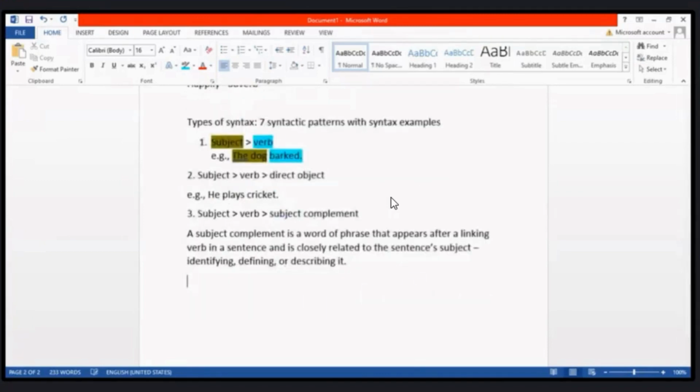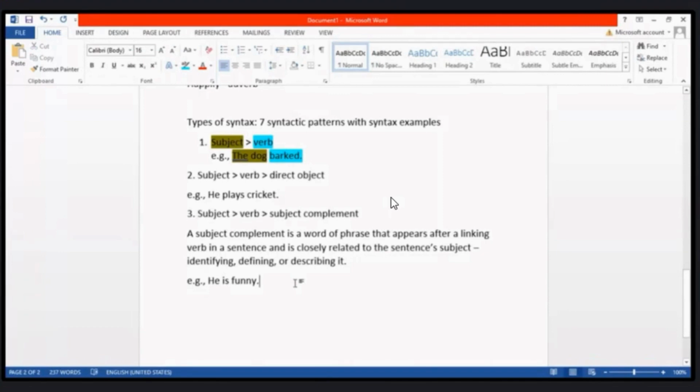For example, if I say he is funny, this subject complement tells you about the subject, how he is, how the person is. He is funny, he is a funny person. So this shows you that the person is funny. And this "is" is the linking verb because it links the subject with the subject complement.